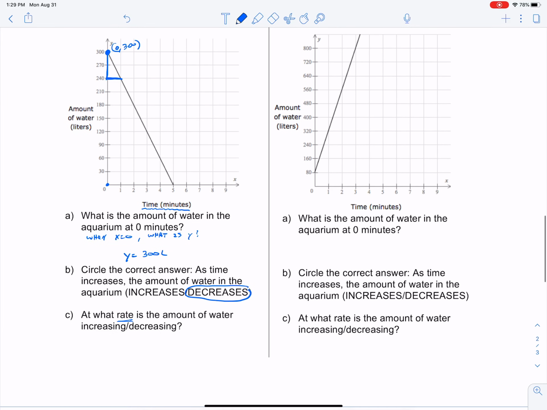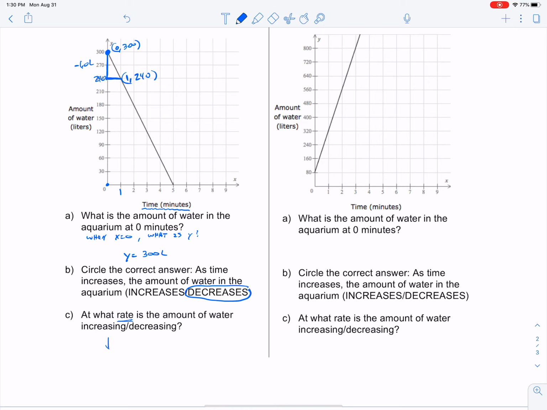So the amount of water per minute, what is this? This is 1, 240. Again, my x is 1, and my y is 240. Says it there. And now I have 2 points. But the great thing about this is that I went down 60 liters, and then I went right 1. So my slope would be over 1.